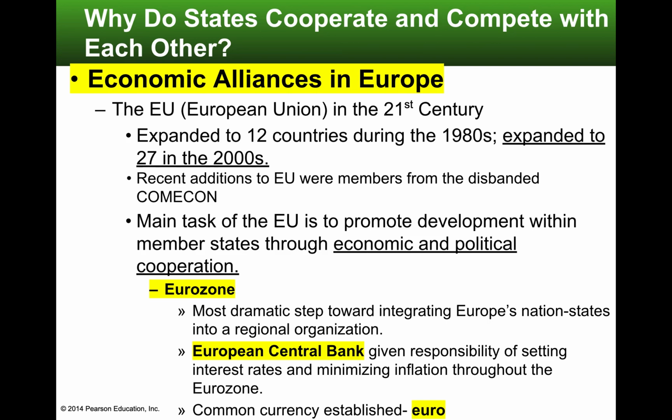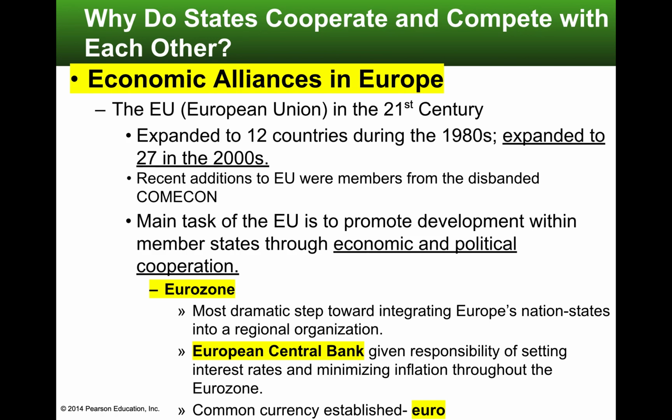They have the Eurozone, which is integrating Europe's nation states into a regional organization, into one Eurozone, where they have one central bank called the European Central Bank. This bank is responsible for setting interest rates and minimizing inflation throughout the Eurozone.